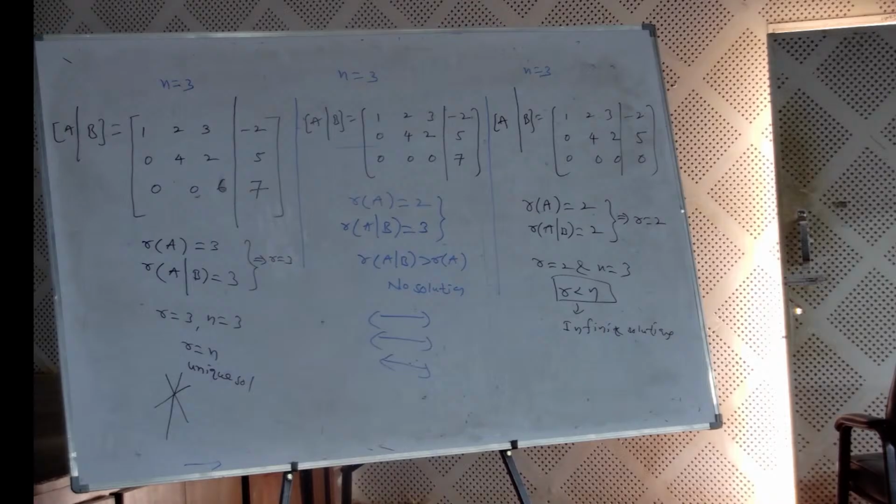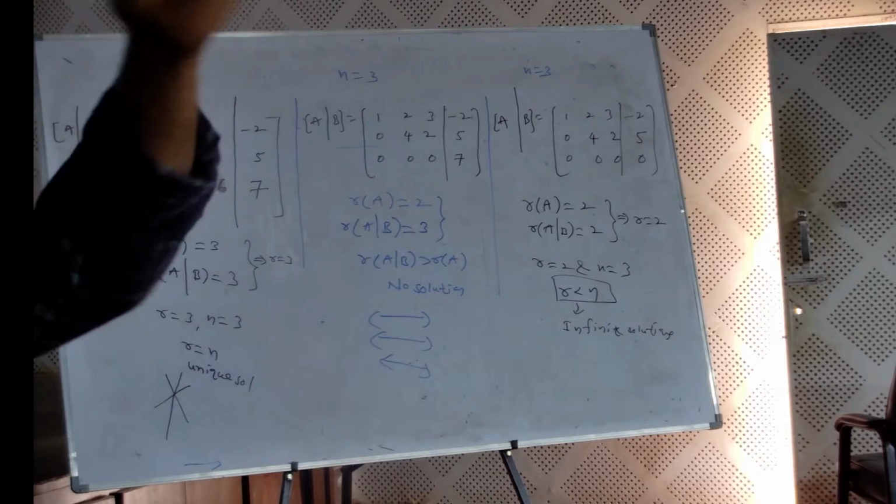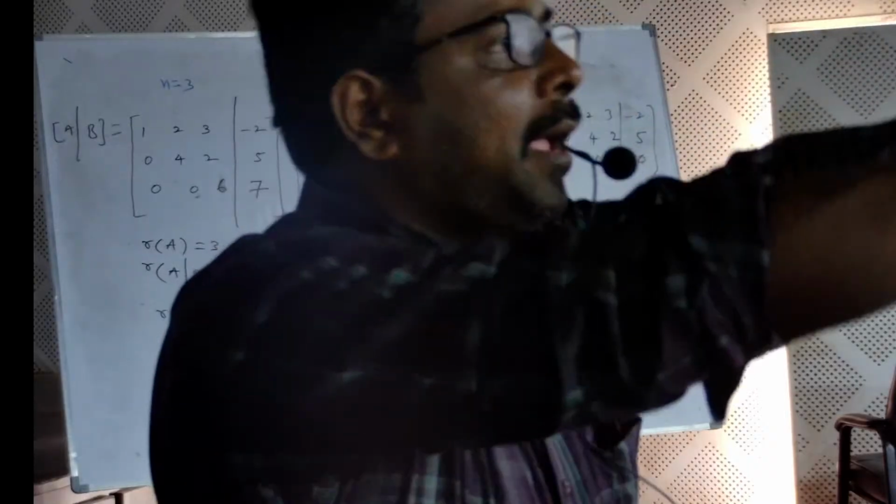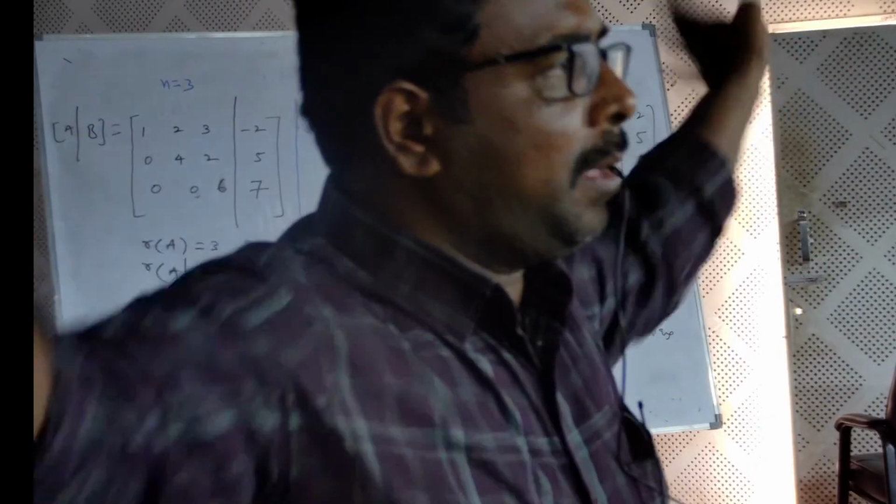That vertical line separates A and B. Before the vertical line, that is A. Entire matrix, A by B.